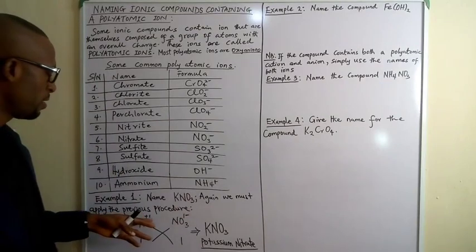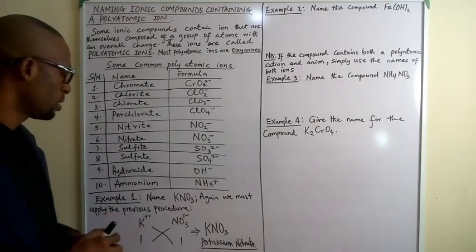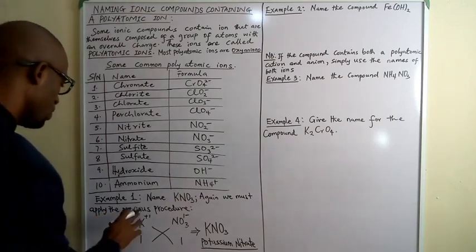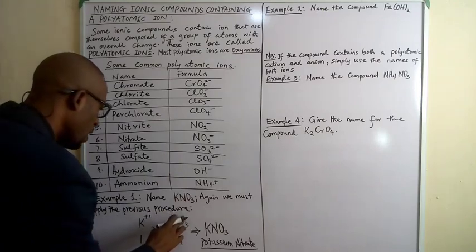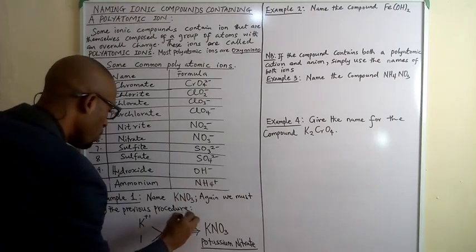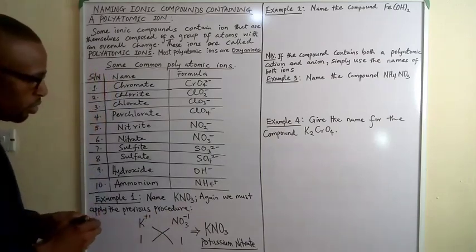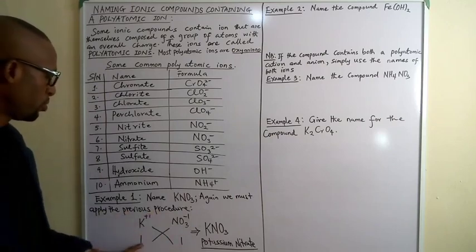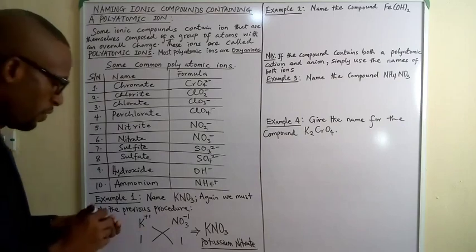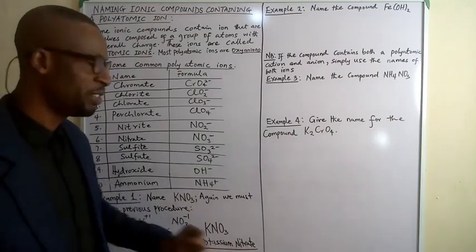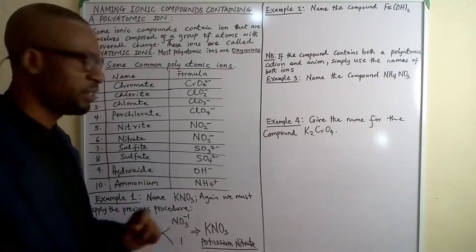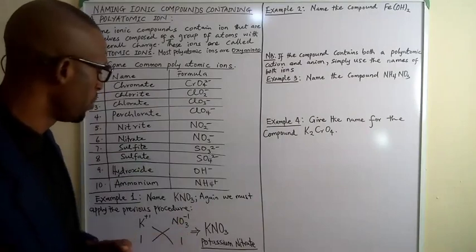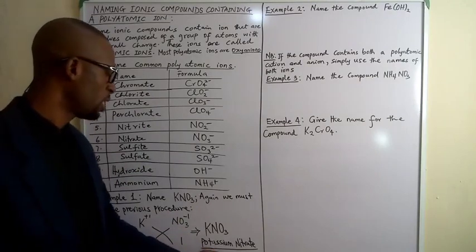The magnitudes of these charges are usually not given, but it's important we put them. Here you have +1 and -1. Even though the magnitudes are not usually written, it's important to know the ratio is 1:1. Because of that, what you have is potassium nitrate. You just mention the name of the cation, and then the name of the anion. So what you have here is potassium nitrate.